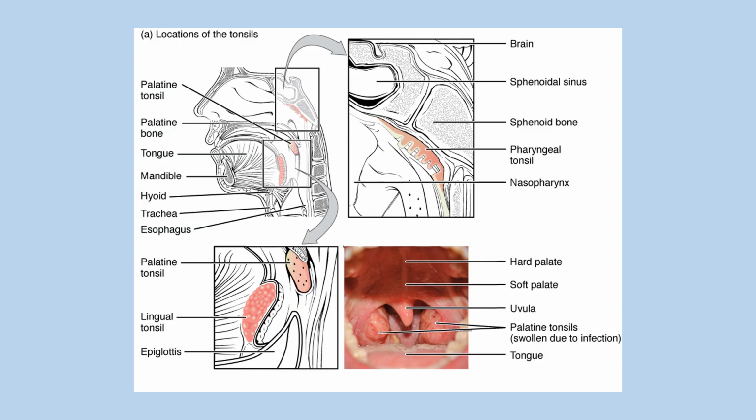And so here is a diagram just showing it. Usually when people talk about having their tonsils removed, they're talking about the palatine tonsils, which you can see in this diagram right here, which are heavily swollen. So they're on the throat.